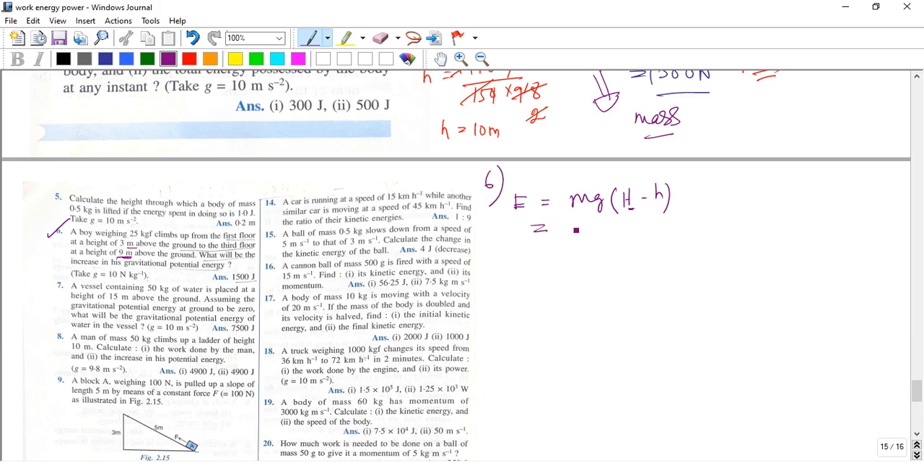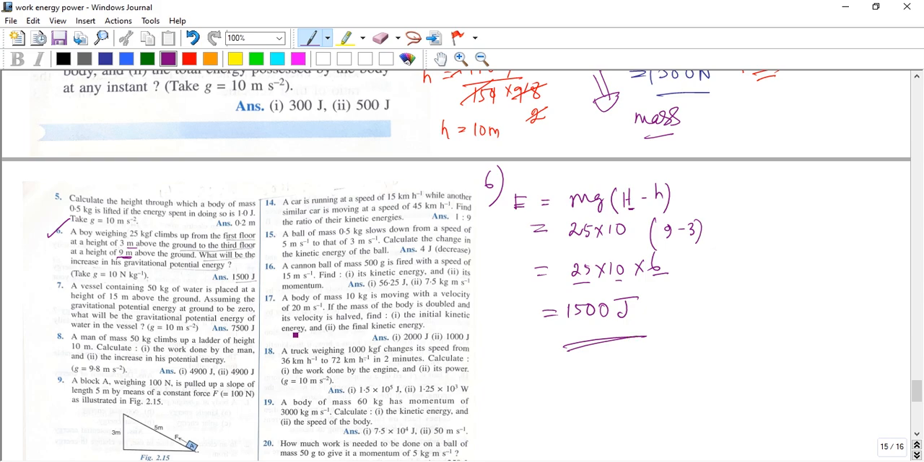So mass is 25, g is 10, 25 times 10, and the height is 9 minus 3, that is 6. 25 times 6 is 150, and times 10. This is a very easy numerical.